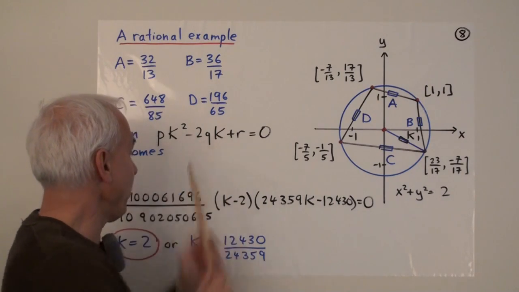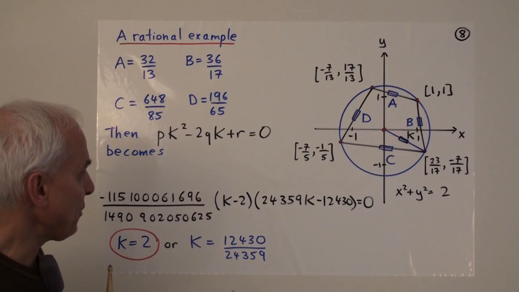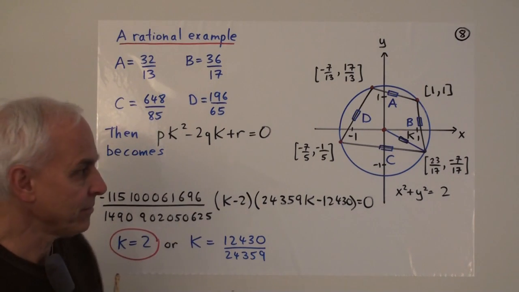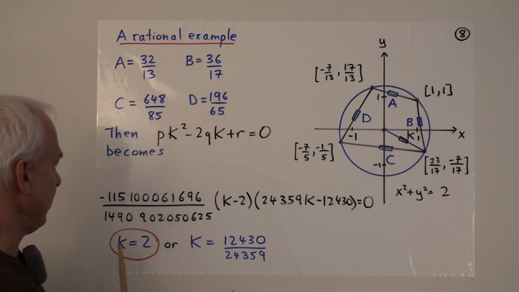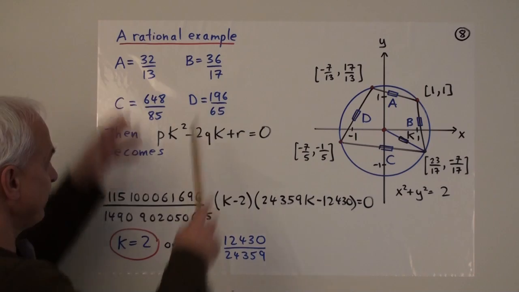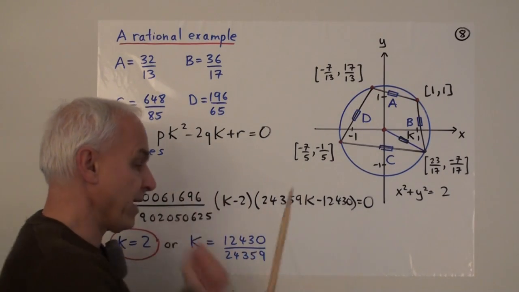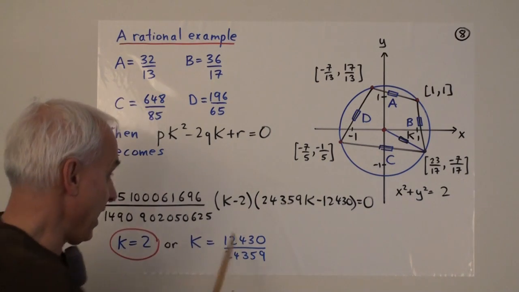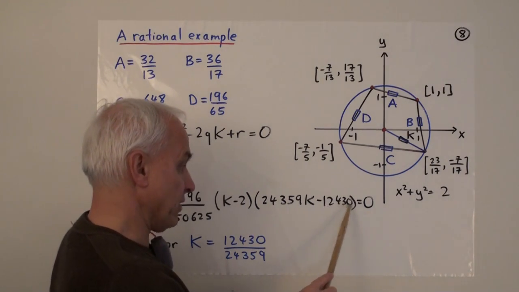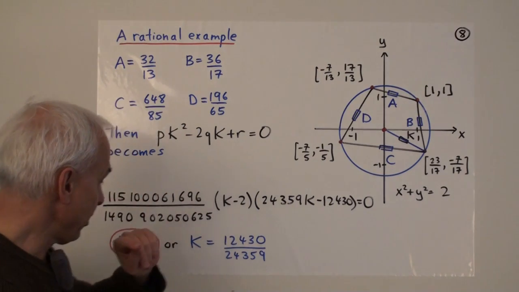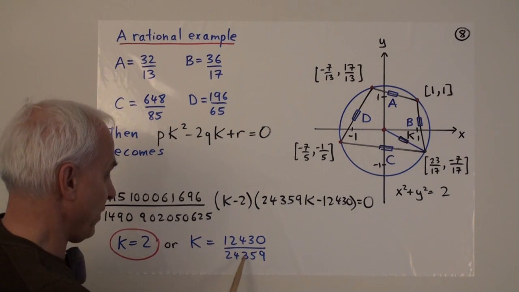And you can calculate these quantities, and then you can write out this quadratic equation. And it turns out that that quadratic equation factors. And here's what you end up getting. You end up getting some constant, which is this big fraction, because there's lots of numbers that appear. But when the smoke clears, the quadratic that you've got factors as k minus 2 times 24,359k minus 12,430, from which you can conclude that k equals 2, or k equals 12,430 divided by 24,359.